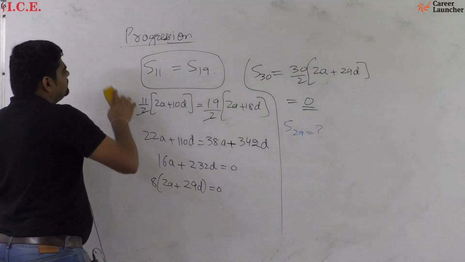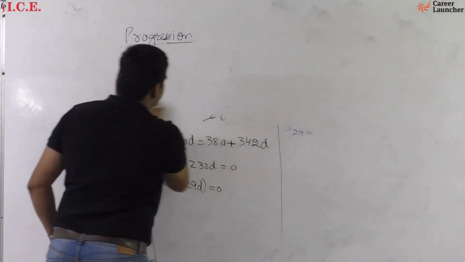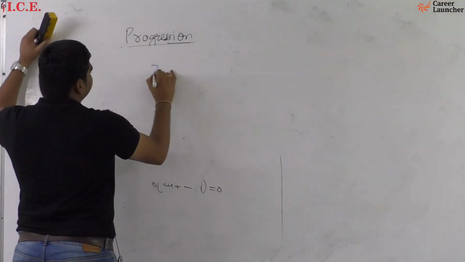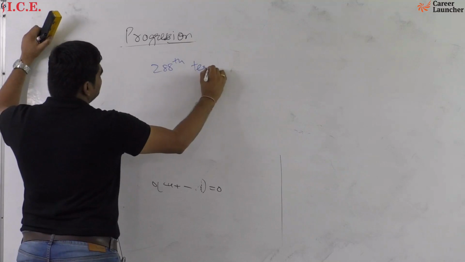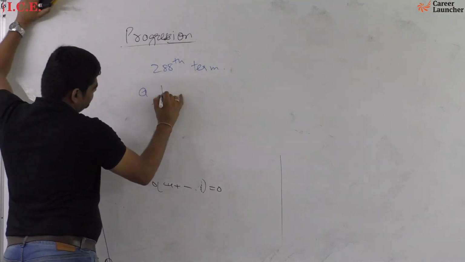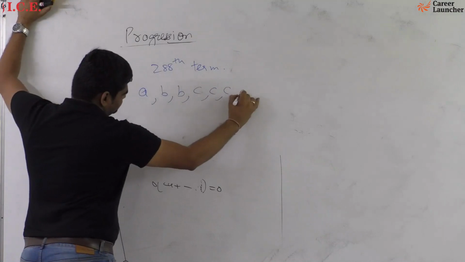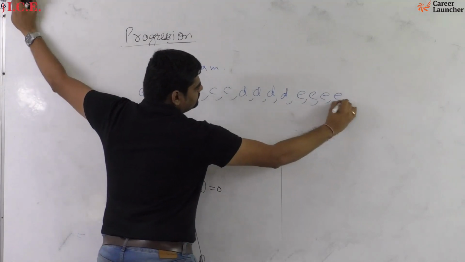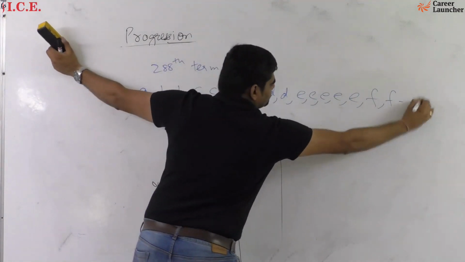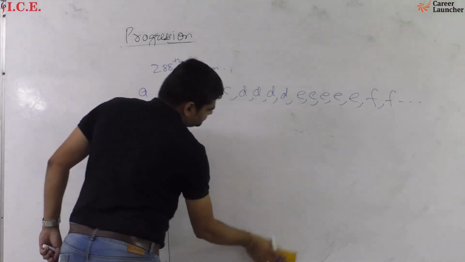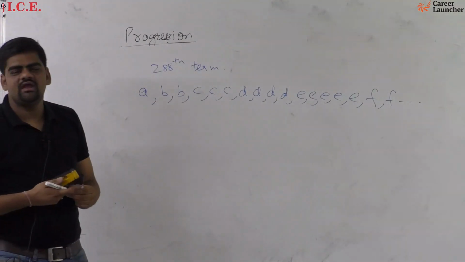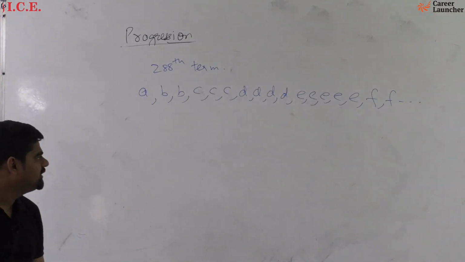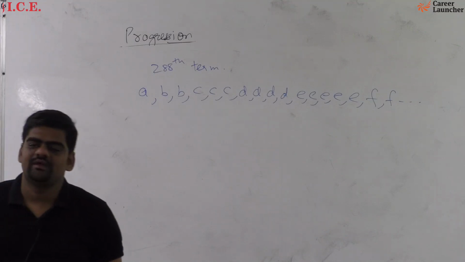So that certain generalized questions. For example, take down one. Find the 288th term of the series. The series is A, BB, 3 times C, 4 times D, 5 times E, 6 times F, and so on.